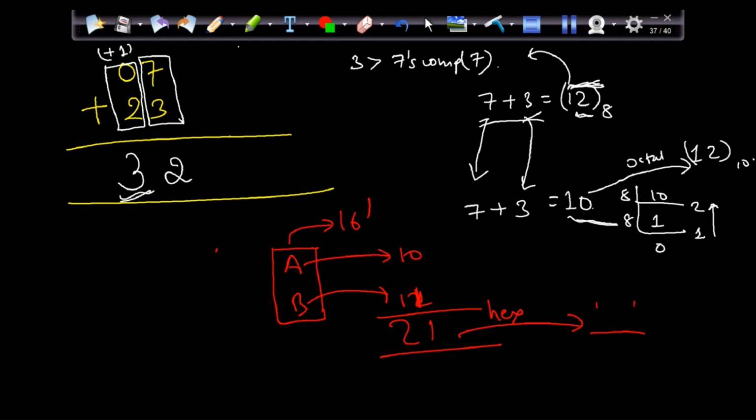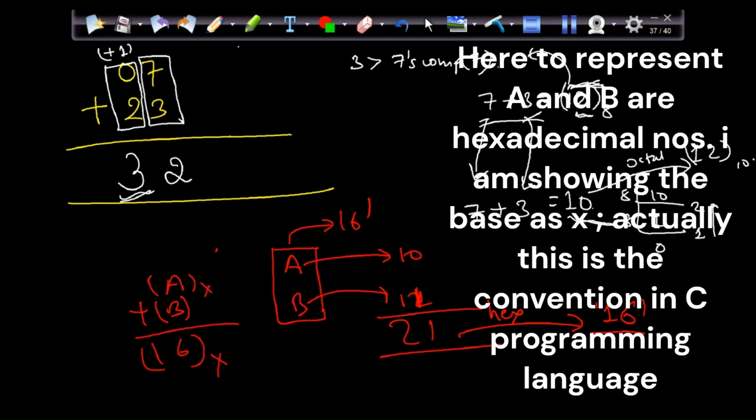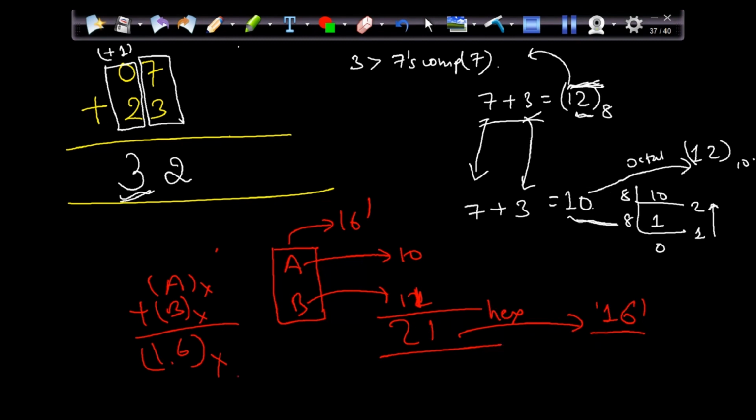And what is that? It is 1 and 6. It is 16. I mean A plus B is 16 in hexadecimal, where A and B are in hexadecimal. Then A plus B is 16 in hexadecimal, and this 6 will be in the first position, and this 1 will be sent as a carry to the second position.